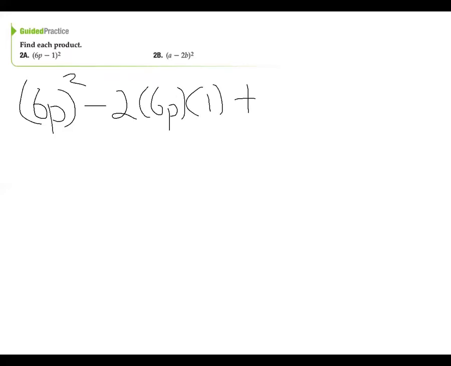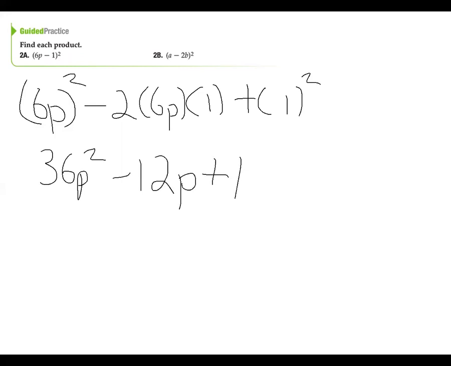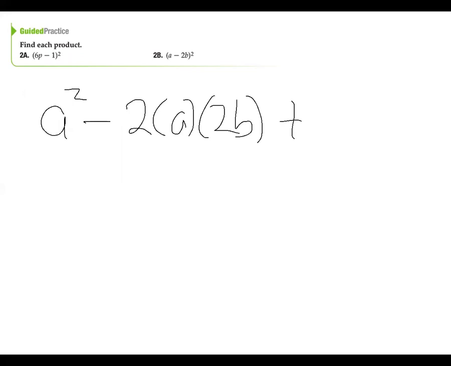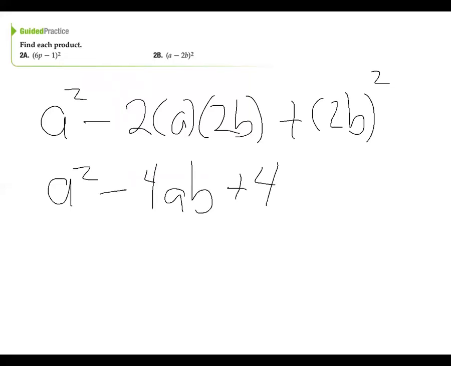Okay, we're back. So the first one, you do 6p first term squared minus twice the product of the two terms plus the last term squared. So you would have 36p squared minus 12p plus 1. All right, that's your answer right there. Next one, you have the first term squared minus twice the product of the two terms plus the last term squared. So you would have a squared minus 4ab plus 4b squared. Okie dokie? All right.